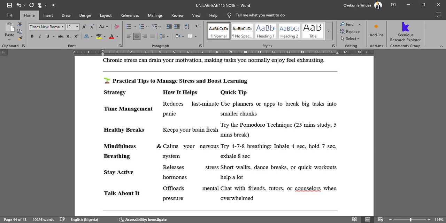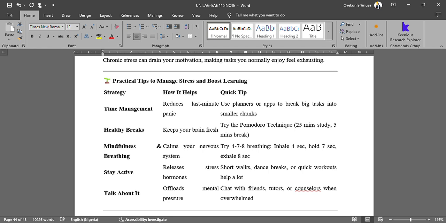Number one strategy is time management. Like I said, it helps you to reduce panic. When you plan from the beginning of the semester, you start learning from the beginning of the semester. If you don't plan your time very well, by the time you get to the last minute you feel stressed. But if you plan your time very well, it reduces every form of panic.